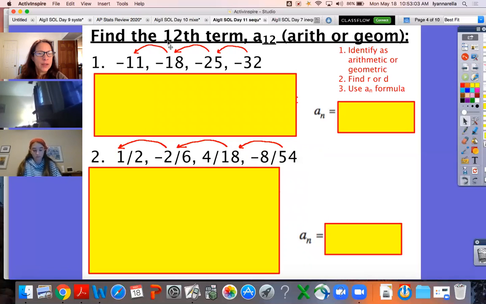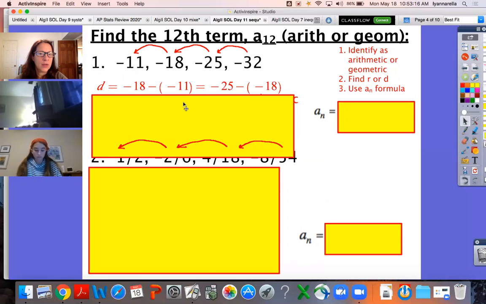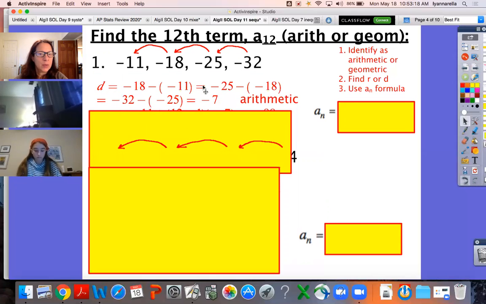All right, so when it says find the 12th term, your first thing is to figure out whether it's arithmetic or geometric. So if I subtracted backwards, negative 18 minus negative 11, I would get negative 7. Negative 25 minus negative 18, still negative 7. So it looks to me like this one's got to be arithmetic, because every time I subtract any pair of terms backwards, I get the same number. If I got something different, it wouldn't be arithmetic.